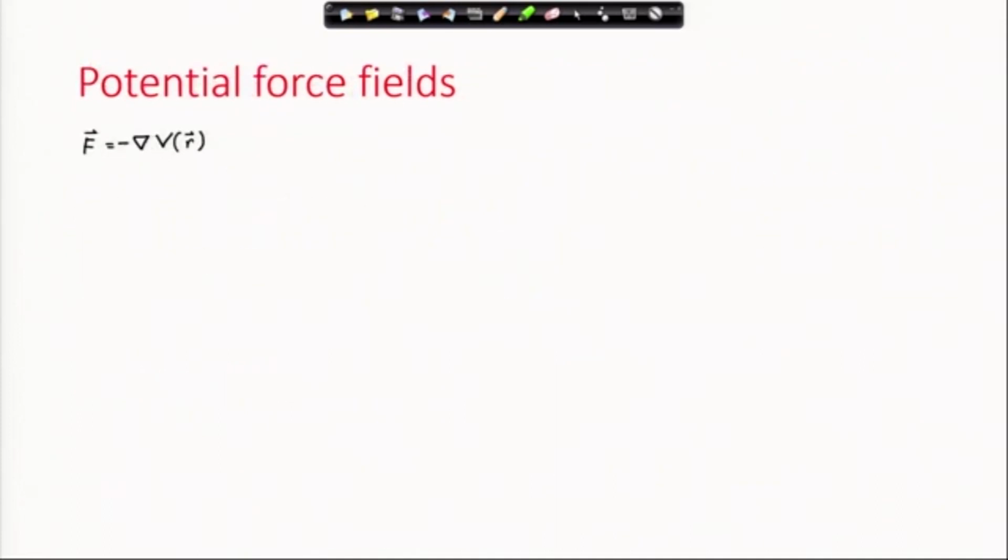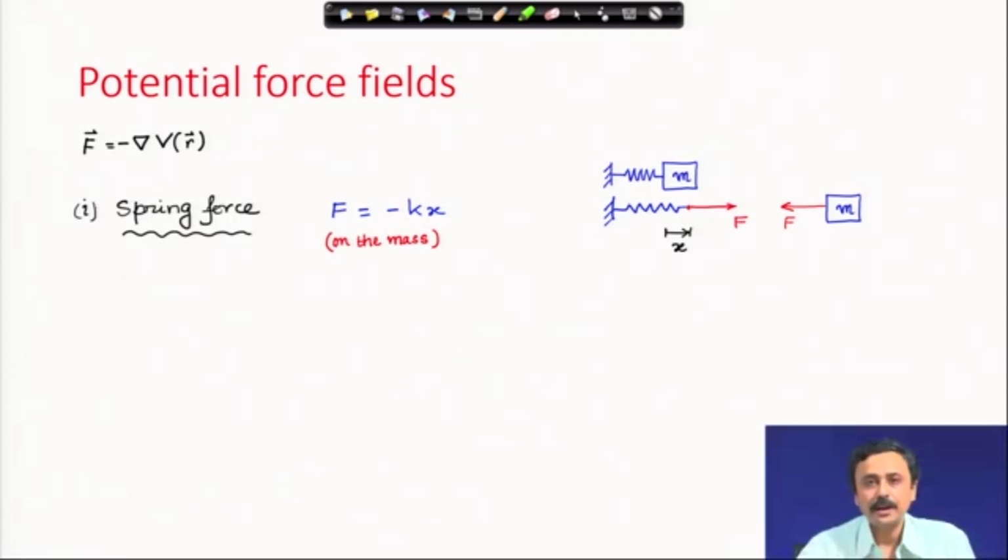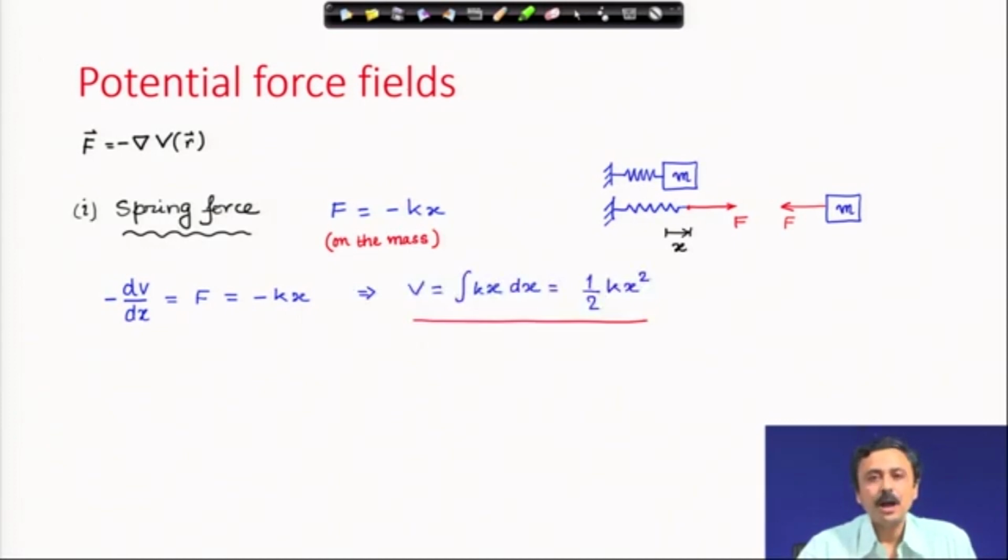Let us look at some examples of potential force fields. Spring force, F is equal to minus kx on the mass. This force acts on the mass. I have shown the free body diagram, and you can check that if the spring is stretched by a distance x, then the force on the mass is minus kx. Therefore, minus dV/dx, which is the force, is minus kx. Therefore, V must be half kx square.